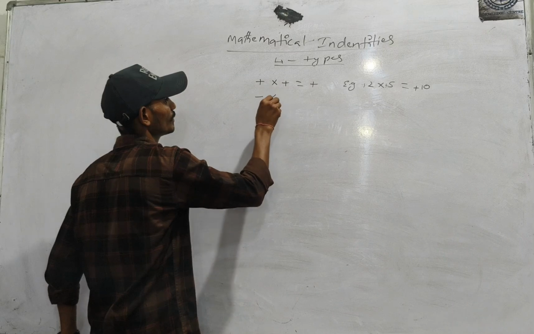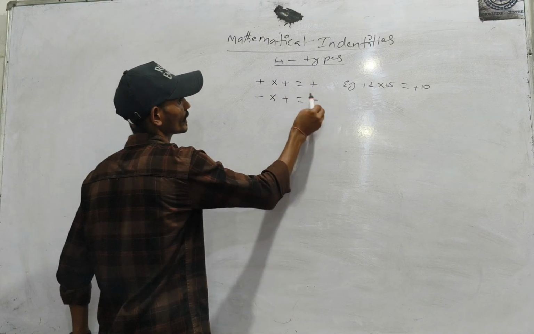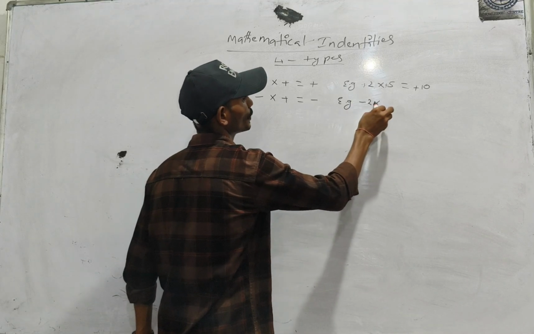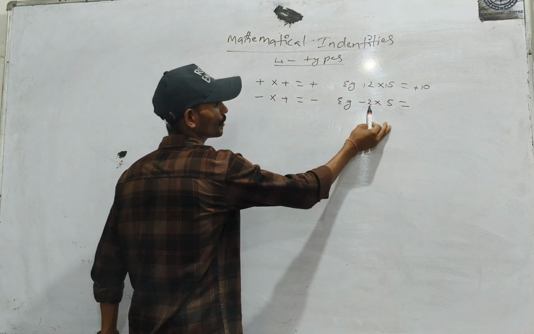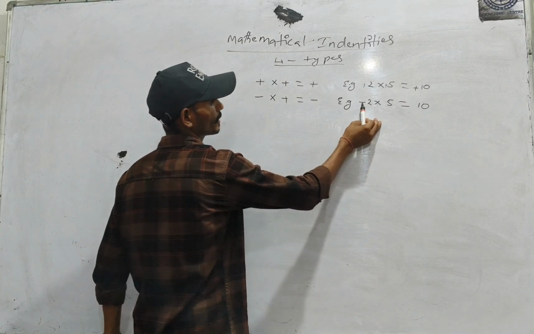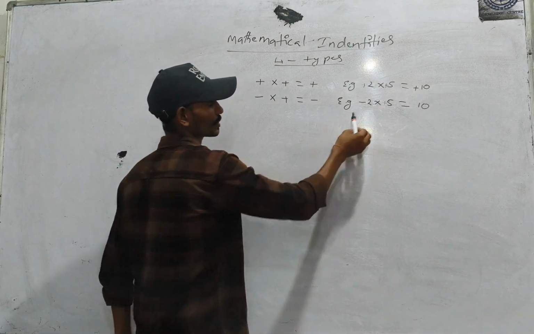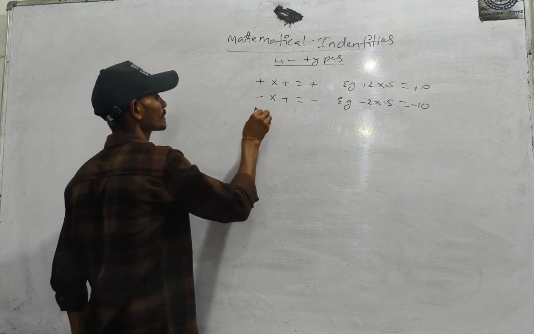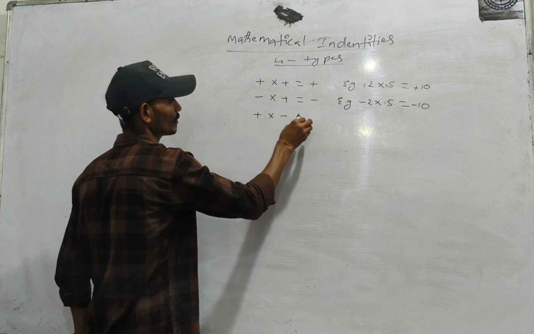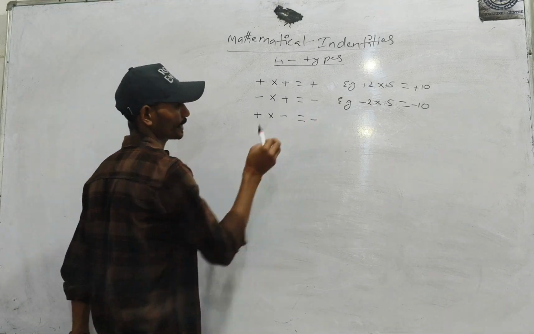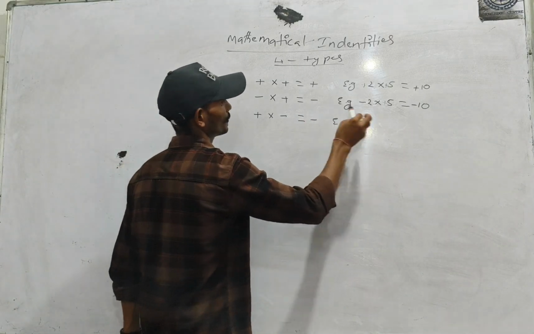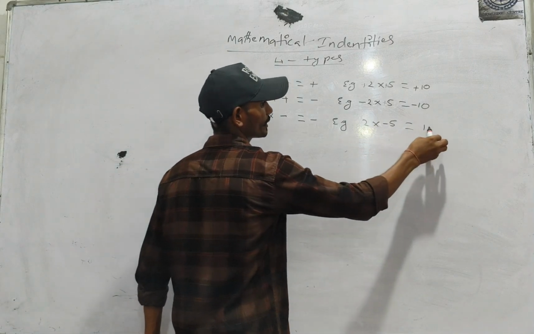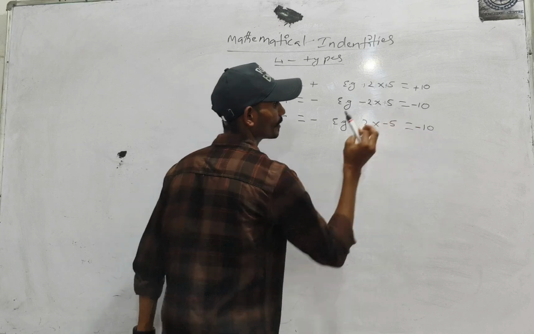Next, one negative value into positive. So example, minus 2 into 5 is equal to, but here there is no sign, so this is the positive sign. One positive, minus 10. One negative value into positive, you get the answer negative. So 2 into minus 5 is equal to 2 5s are 10, one positive value and one negative value, the answer is negative.